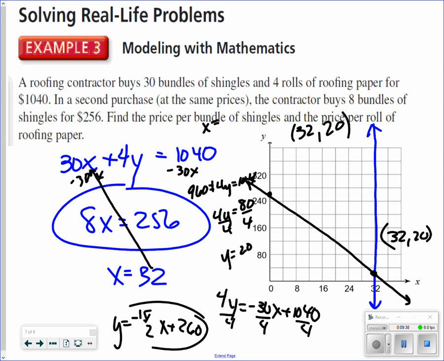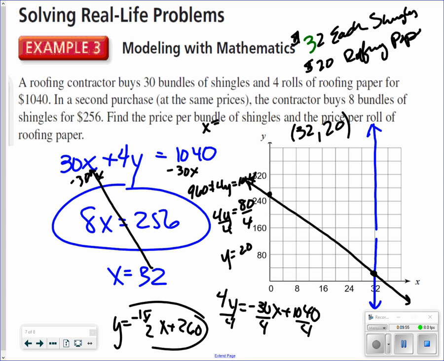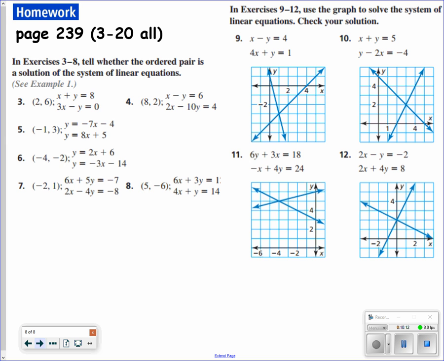But what does that mean? That means the shingles cost $32 each and the roofing paper costs $20 each. We are going to do much more word problems later when we get into elimination and substitution. So this question, doing it by graphing, is a little bit more challenging, to actually come up with the intersection.